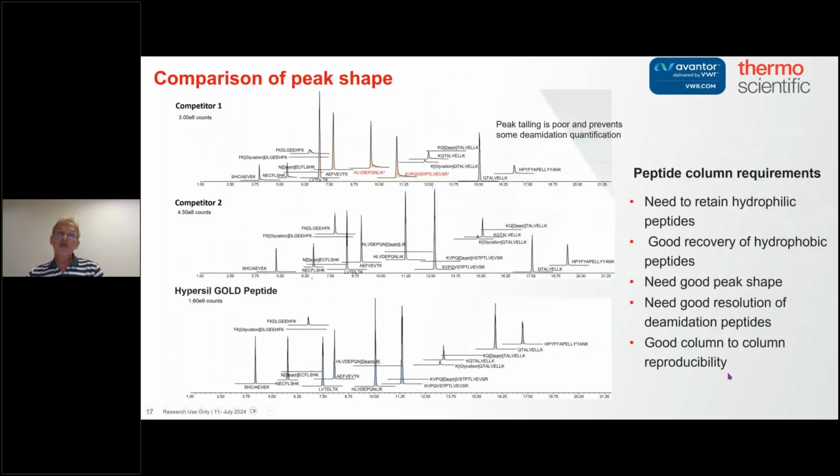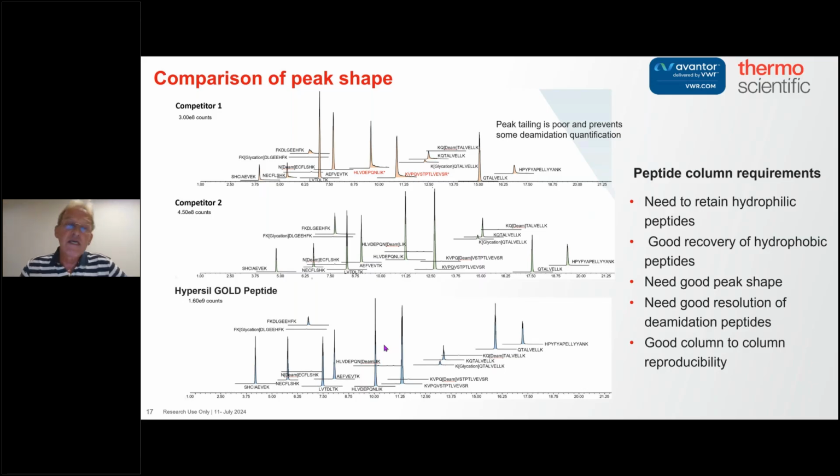Now, when you look at the peak shape, competitor 1, which looks good from the profile, once you start looking at some of the peaks, yes, some of them are nice and sharp, but some of them have got tailing problems. And that tailing problem prevents deamidation quantification in quite a few sites. So again, you can't use that column easily because you'll lose some of the deamidation critical attribute peptides that you're looking for. And again, competitor 2 looks quite clean, but when you look at the Hypersil Gold peptide, you've got really nice sharp peptides. And if you look at the counts, because the peak is sharper, you actually get more sensitivity, and the sharper the peak, the easier they are to quantify.